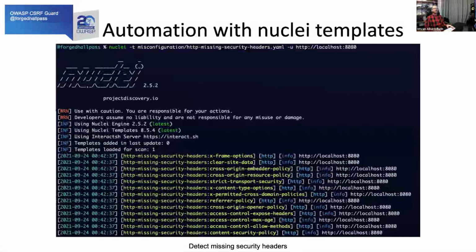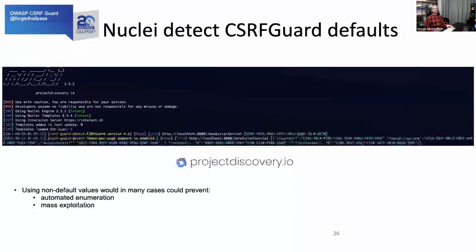What you can also do is to automate your checks using Nuclei. It's an open source vulnerability scanning tool. This is what it returned for our default web application. Also, I've created a YAML template that would detect different versions of CSRFGuard and whether it has token per page support or not.